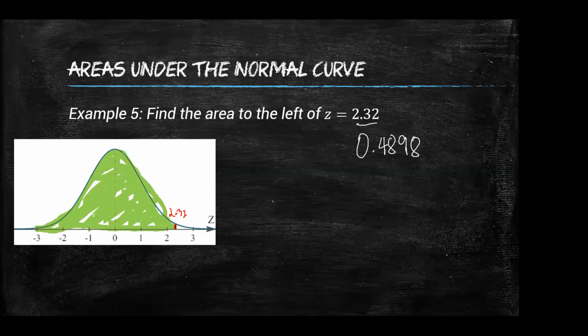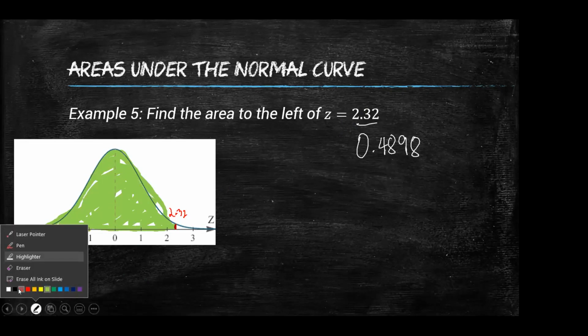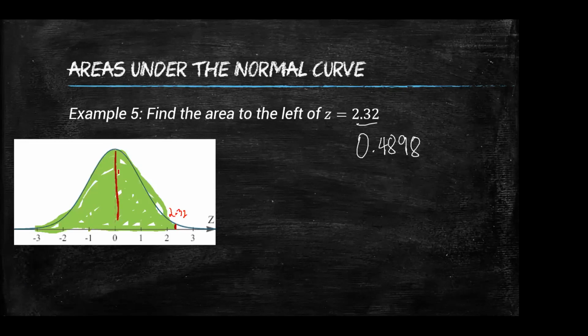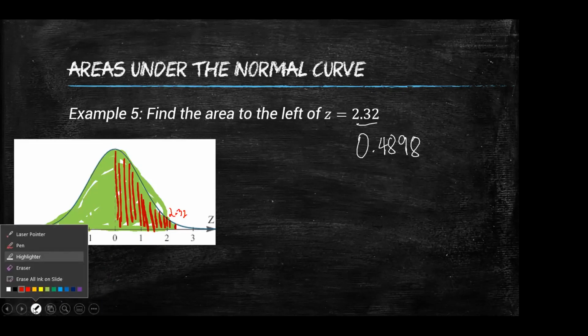Yan yung hahanapin. Ngayon po, yung 0.4898, ito yan siya. Ito yung part na to. Ngayon po, ang kailangan nating class is yung buong green. So, ano ang area natin? So, anong gagawin natin? Yung left ng 2.32 is yung between 0 and 2.32 and yung kabilang half.